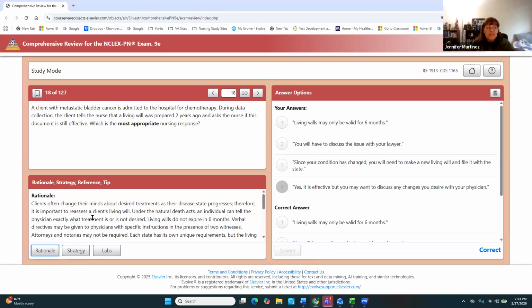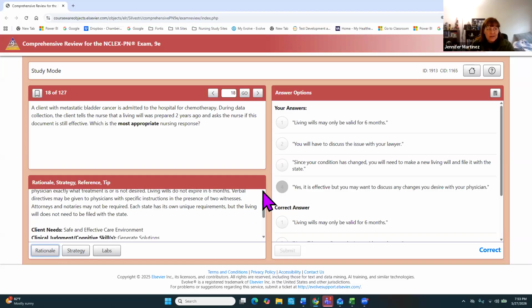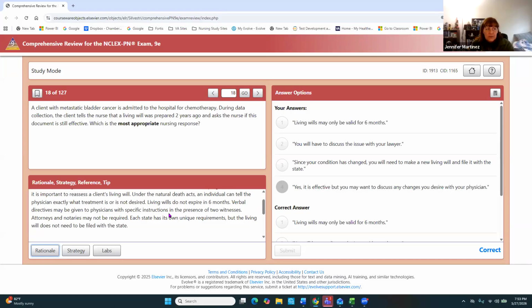So yes, clients often change their minds about desired treatments as their disease state progresses. Therefore, it's important to reassess a client's living will. Under the Natural Death Acts, an individual can tell the physician exactly what treatment is or is not desired. Living wills do not expire in 6 months. Verbal directives may be given to physicians with specific instructions in the presence of 2 witnesses. Attorneys and notaries may not be required. Each state has its own unique requirements, but the living will does not need to be filed with the state.